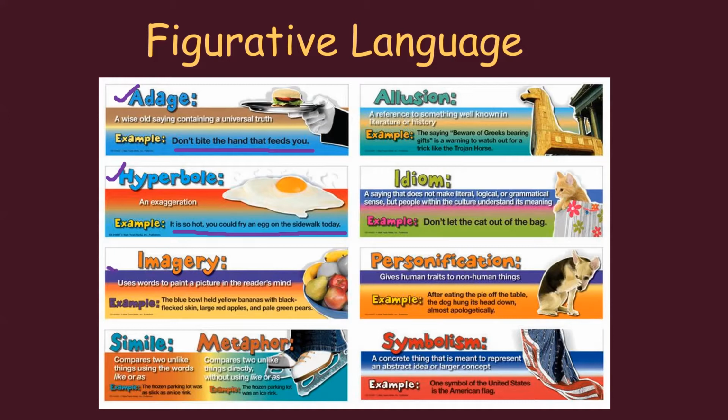Next, we have imagery. Imagery is used a lot in the dramatic arts, like poetry and plays and dramas, things like that. What it does is it uses words to paint a picture in the reader's mind. It's vivid, it's creative, it uses the senses. Our example here is, The blue bowl held yellow bananas with black flecked skin, large red apples, and pale green pears. So we can imagine a bowl with all of those colors in it with those different types of fruit. That would not be hard for us to do.